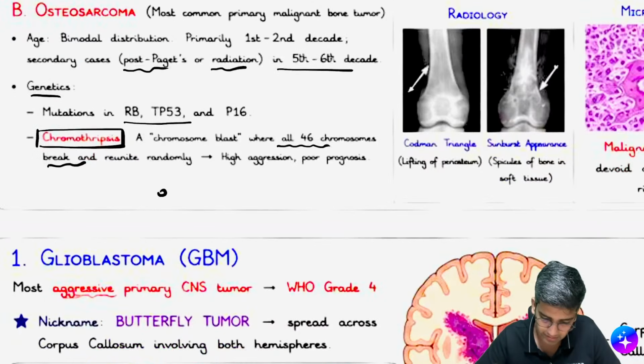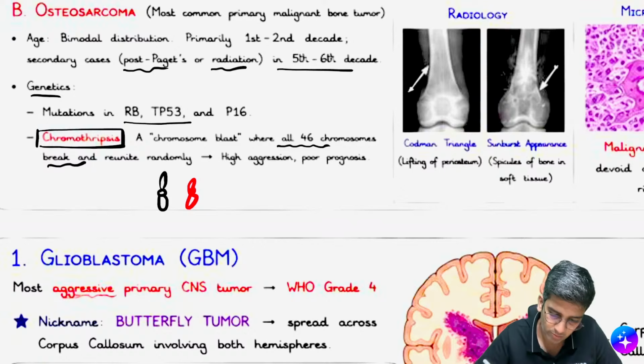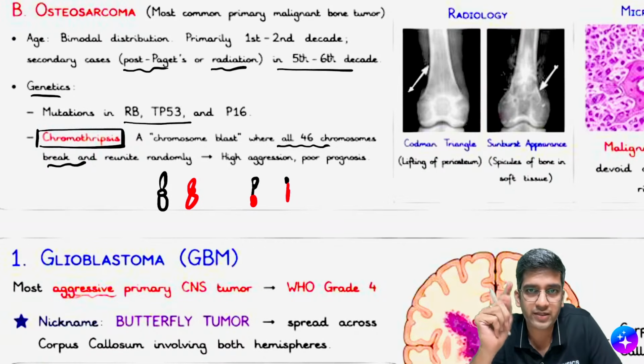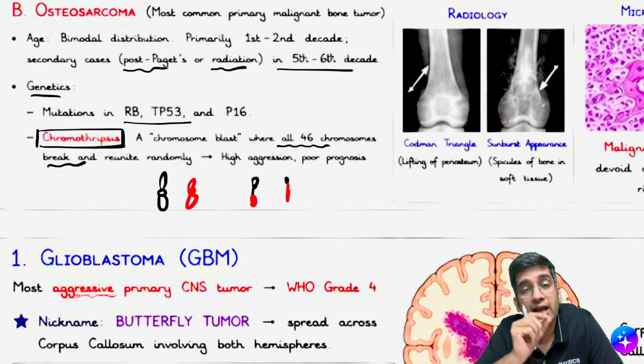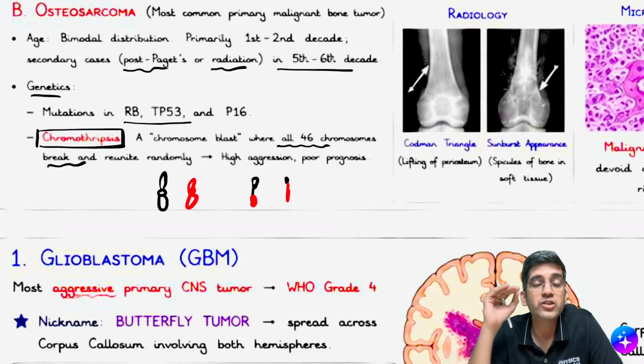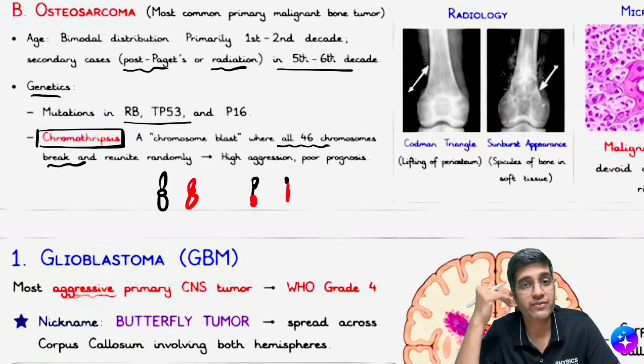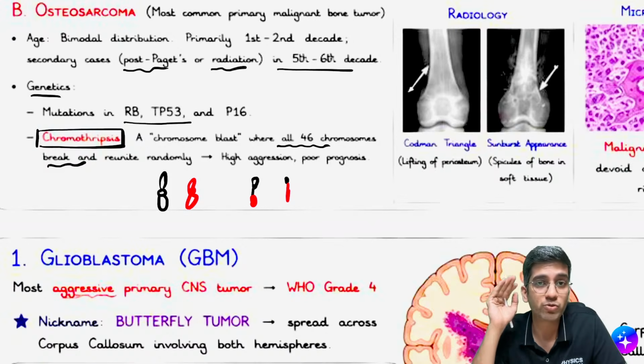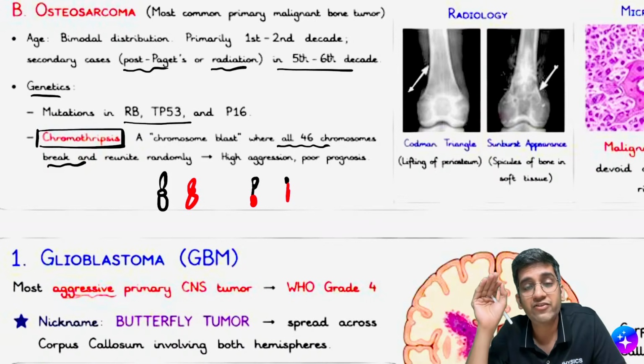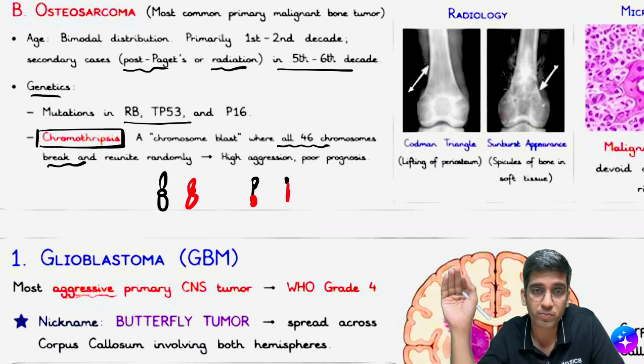For example, I draw 2 chromosomes here. Let's use a different color. And let's say these 2 chromosomes break and it reunites with this. And the other part reunites with this. This is a single translocation, right? But imagine 46 chromosomes breaking and joining in 46 different parts, which is going to result in multiple activation of proto-oncogenes and multiple deletion of tumor suppressor genes. That creates a very, very highly aggressive tumor, which results in poor prognosis, right?